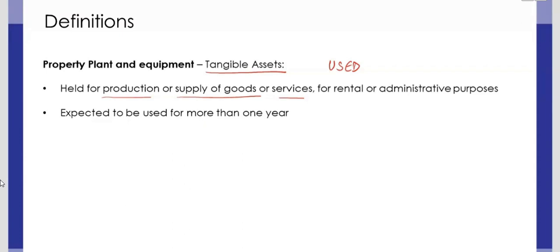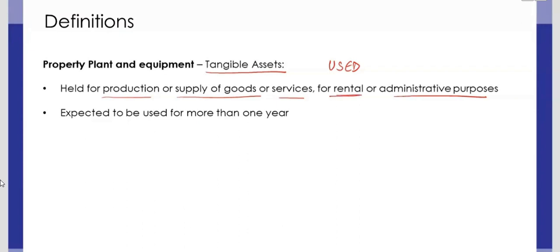So a machinery might be there for production. A motor vehicle might be there for supply of goods. A machinery might be there, or a hospital might exist for the delivery of services. It may be there for rental or administrative purposes. I will explain the administrative purposes first. So for example, if a building exists in a company in which the HR is there, the back-end office is there, the corporate office is there, all the assets which are held for administrative purposes, so any kind of corporate office, the machinery, the property, plant and equipment, everything is going to be covered under IAS 16.